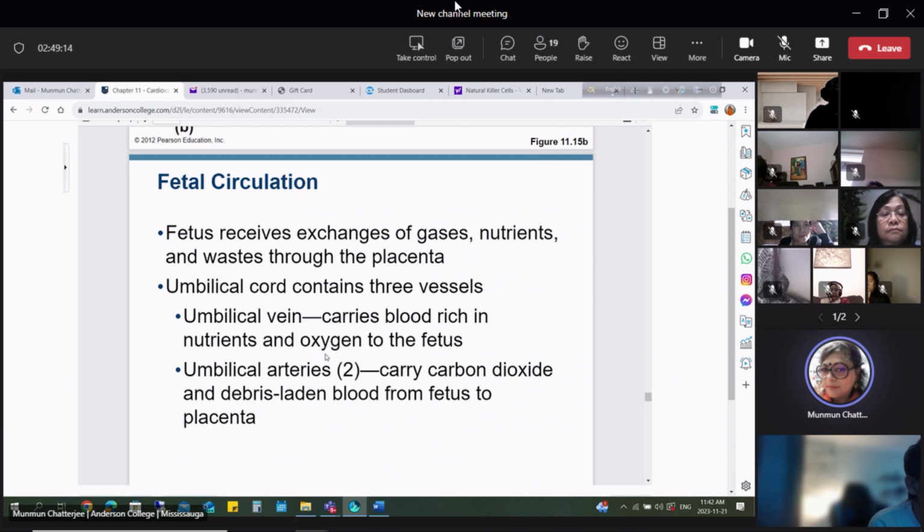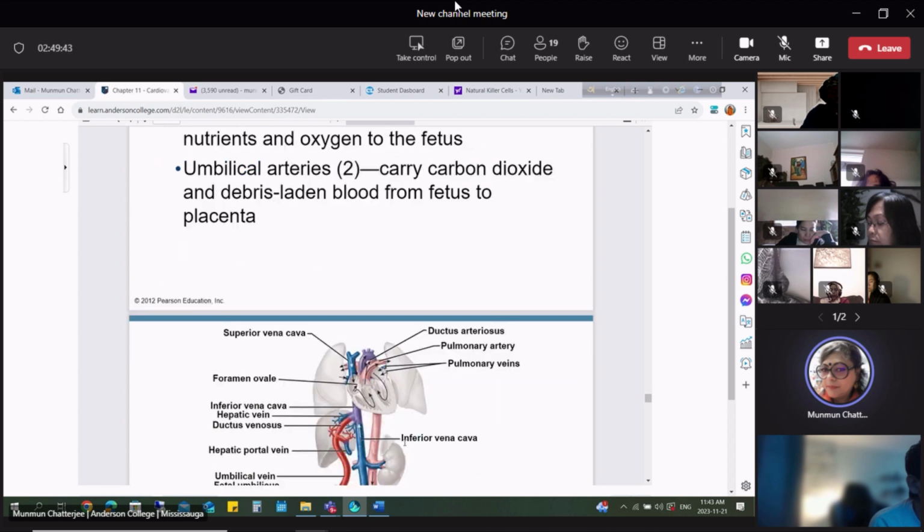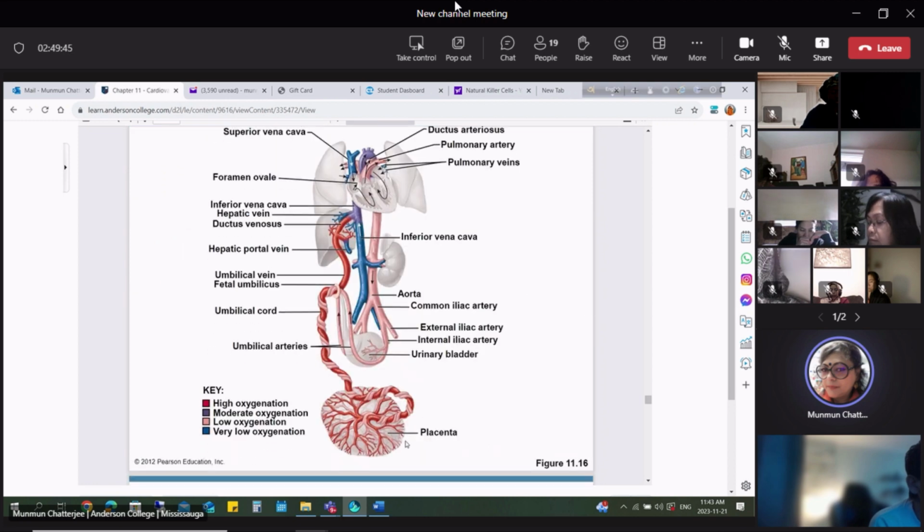Instead of carrying the deoxygenated blood, the umbilical vein carries the oxygen and nutrient rich blood to the fetus from the mom, and from the fetus the umbilical arteries originate and bring back debris and carbon dioxide loaded blood. This is the fetal circulation.